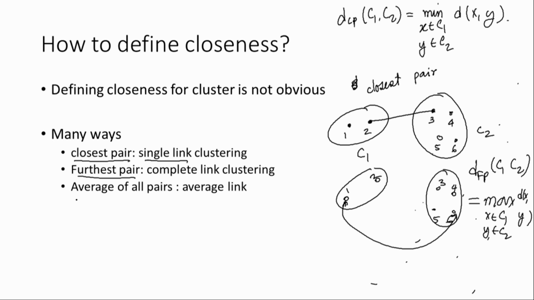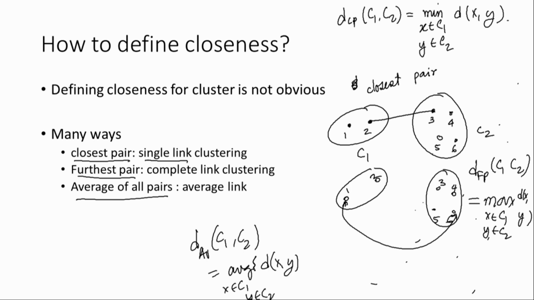Okay? I could define it to be the average of all the distances, which may be a little more robust. Then I'll take all the pairwise distances, right? And I'll define the average. The d average of C1 and C2 will be defined as average of x belongs to C1, y belongs to C2, d of xy. Average of these numbers. Okay? Do we need to find all the pairwise distances and then the minimum? Yes. We'll see the complexity of this.